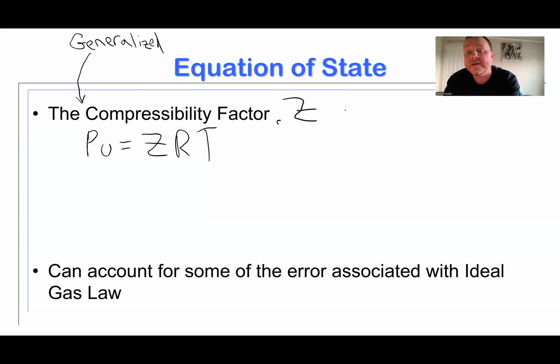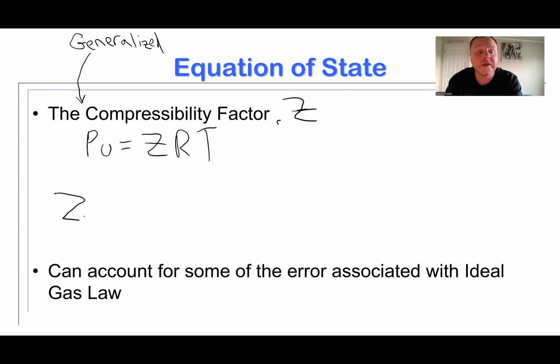Again, no gas is completely ideal. The ideal gas law is always an estimate for any substance. And so what this does is it allows us to put in a correction factor, a value that is not 1, a realistic value that matches more of a realistic scenario.